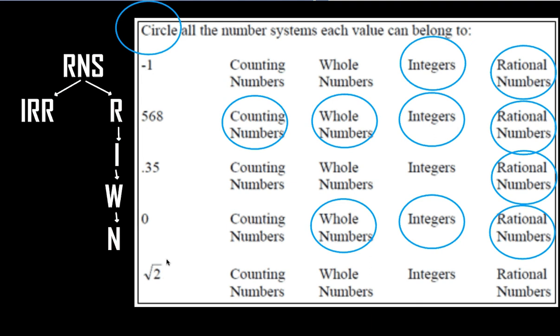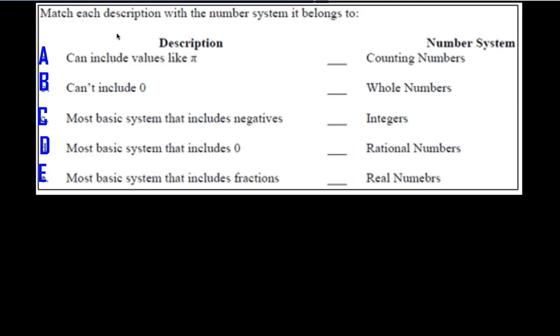And lastly, for this example, it has the square root of 2. If you remember, is it going to be a rational number? It is not, so it is actually going to be an irrational number. Again, it's that square root of a prime, and so you have that there. Moving on underneath that, it says match each description with the number system it belongs to.